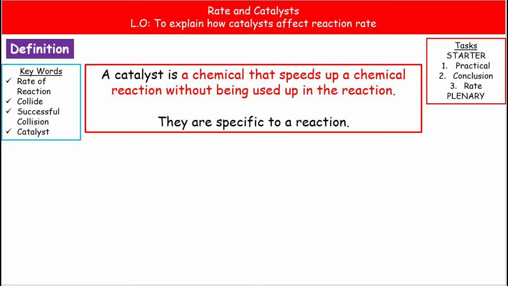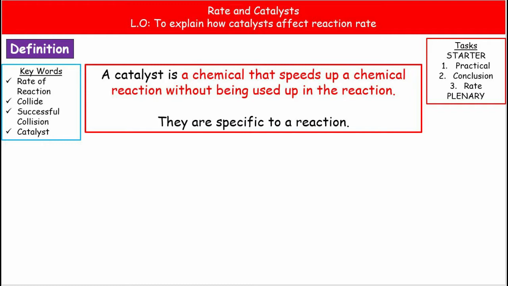Let's check to make sure we all remember what a catalyst is. Hopefully we've said that a catalyst is a chemical that speeds up a reaction. You can give yourself a tick for that part if you got that right, without being used up in the reaction. So 2 ticks available: first one for a chemical that speeds up a reaction, second for saying it's not used up in the reaction itself. This is our key definition for a catalyst that we really have to remember.